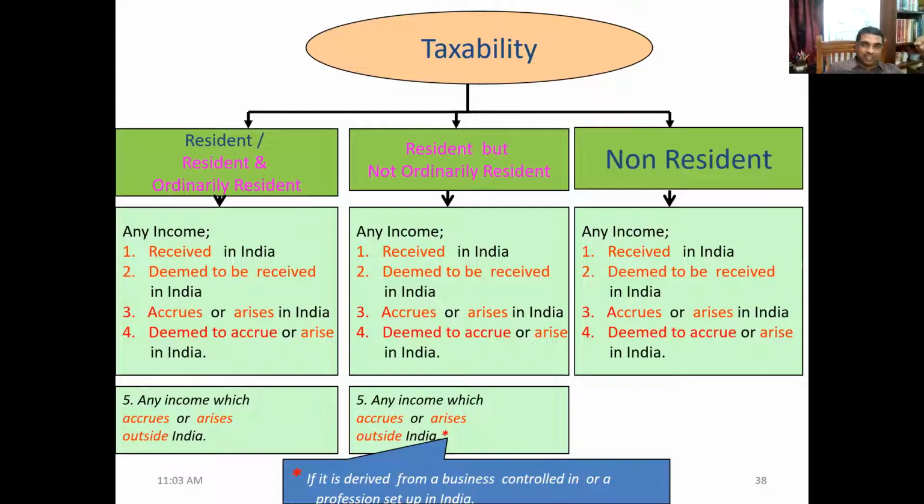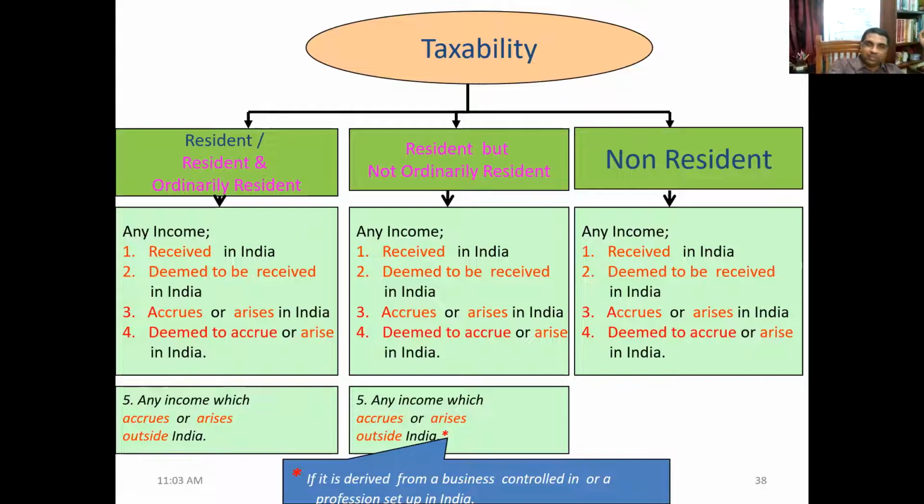Now I think you'll be able to appreciate how residential status is connected with the concept of taxability. First, you have to see whether the income is received in India. If it is not received, whether it is deemed to be received in India, or is it accruing or arising in India, or is it deemed to accrue or arise? Then what is the meaning of received in India, deemed to be received in India, accruing or arising in India, deemed to accrue or arise in India? This concept I'll be explaining in your next session. In the next session, we'll be discussing the scope of total income. At that time, we'll be able to understand this.